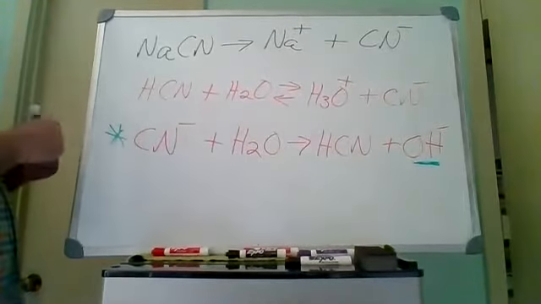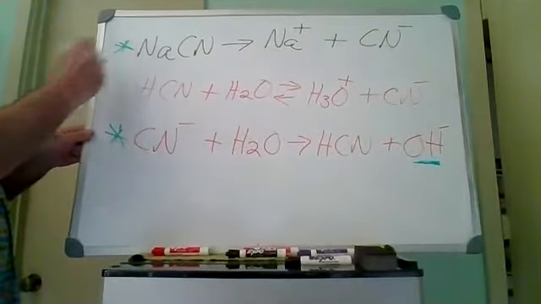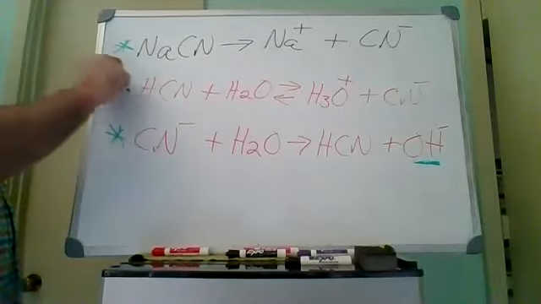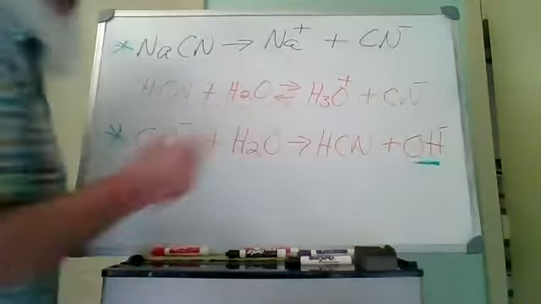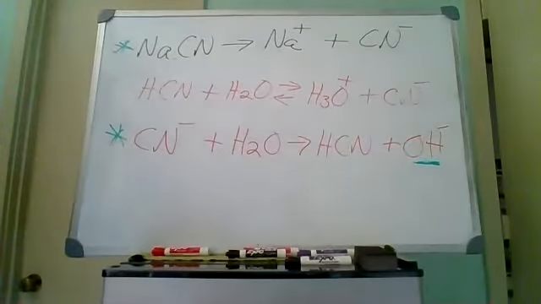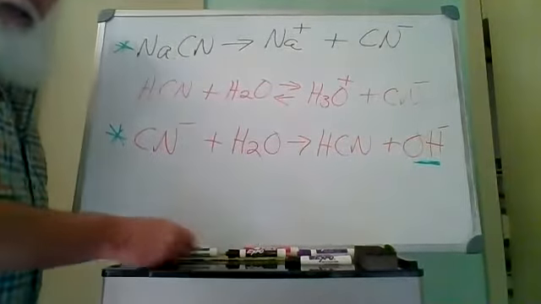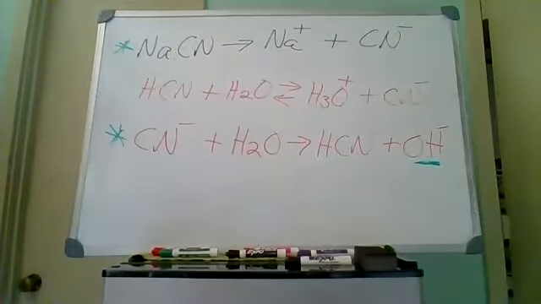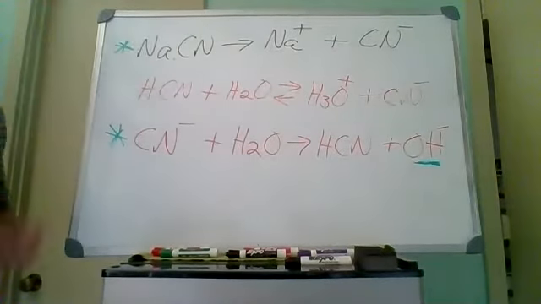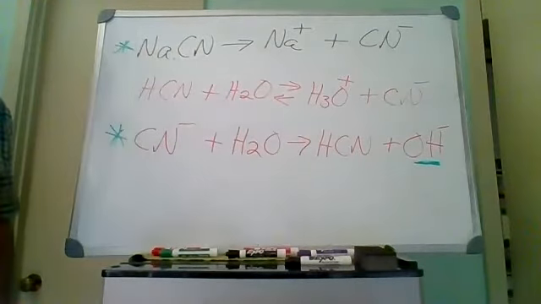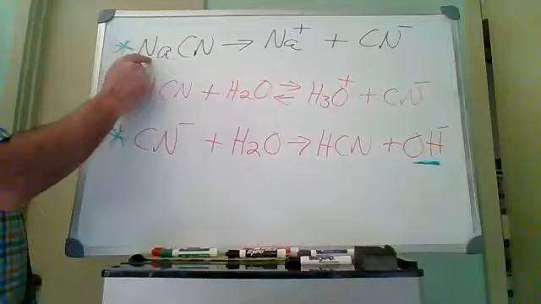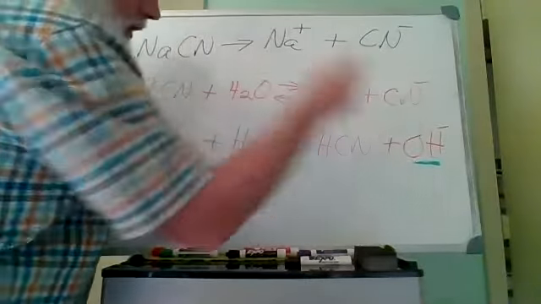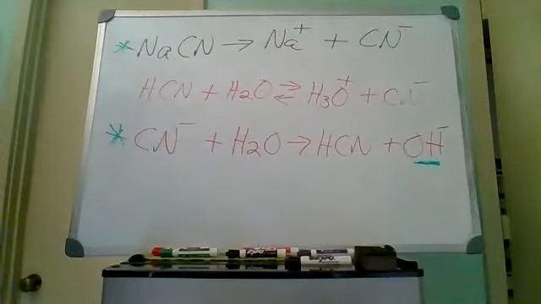So we can conclude that this salt, when it dissolves in water, will produce a slightly basic solution. So probably somewhere around pH 8, pH 9, depending on the concentration of the sodium cyanide salt. Any question there? So again, we conclude that when we have a salt of a strong base and a weak acid, we're going to get a slightly basic solution.